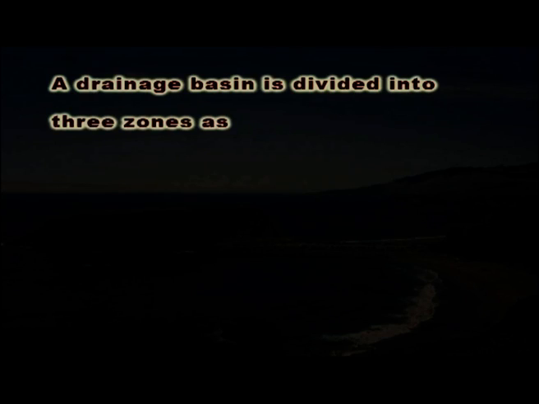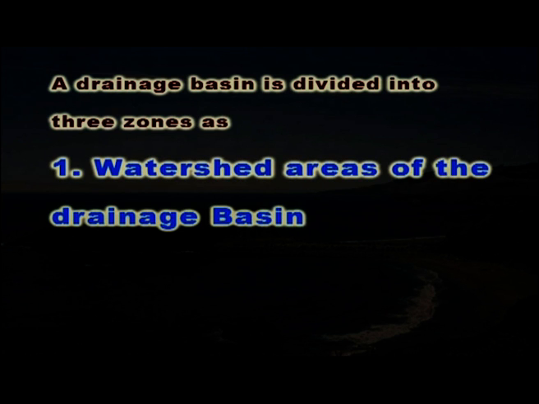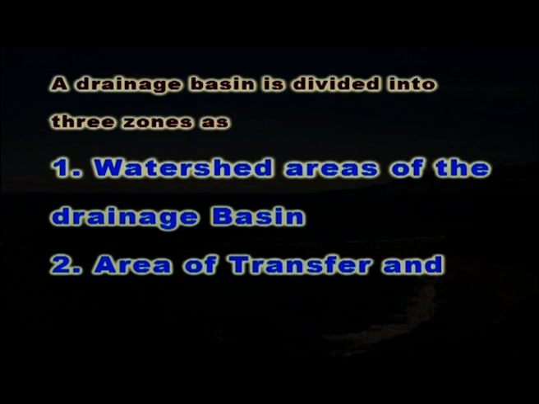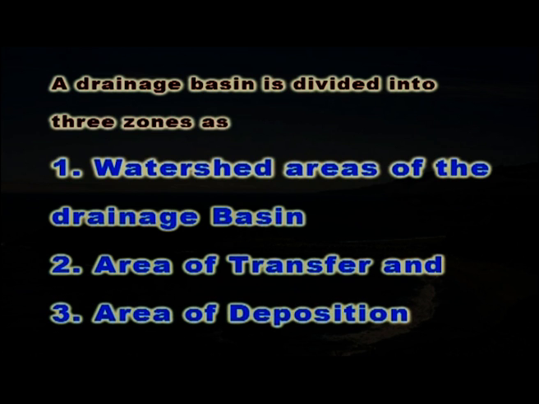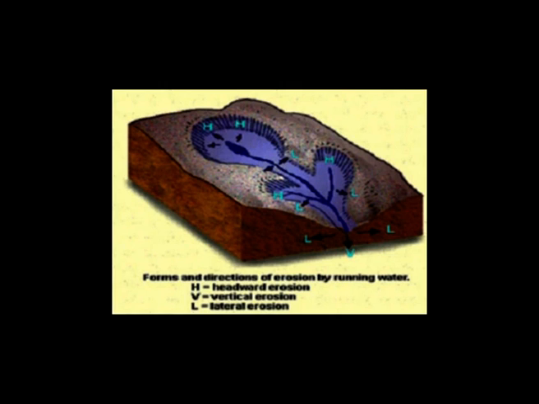A drainage basin is divided into three zones: zone 1, which includes the watershed areas of the drainage basin, zone 2, which includes the area of transfer, that is transportation, and zone 3, which includes the area of deposition. Erosion is the first part of zone 1. Running water is capable of conducting headward erosion, vertical erosion and lateral erosion.